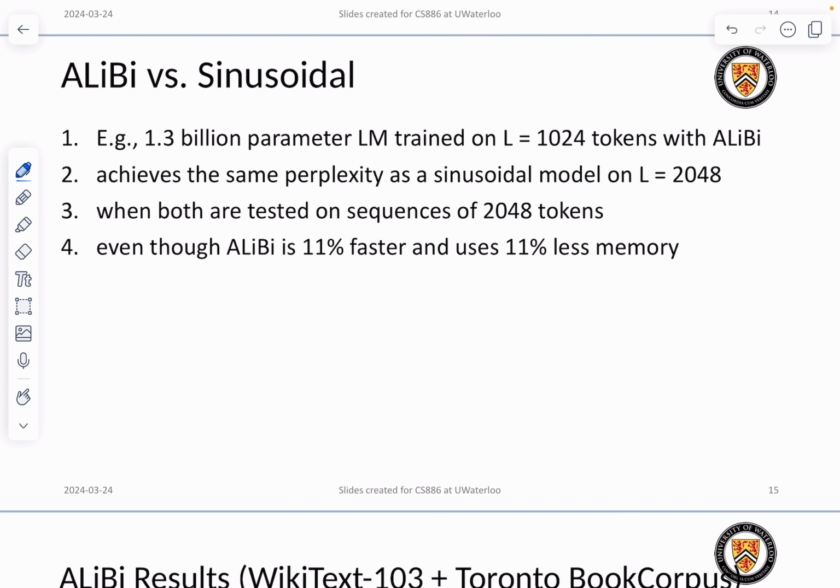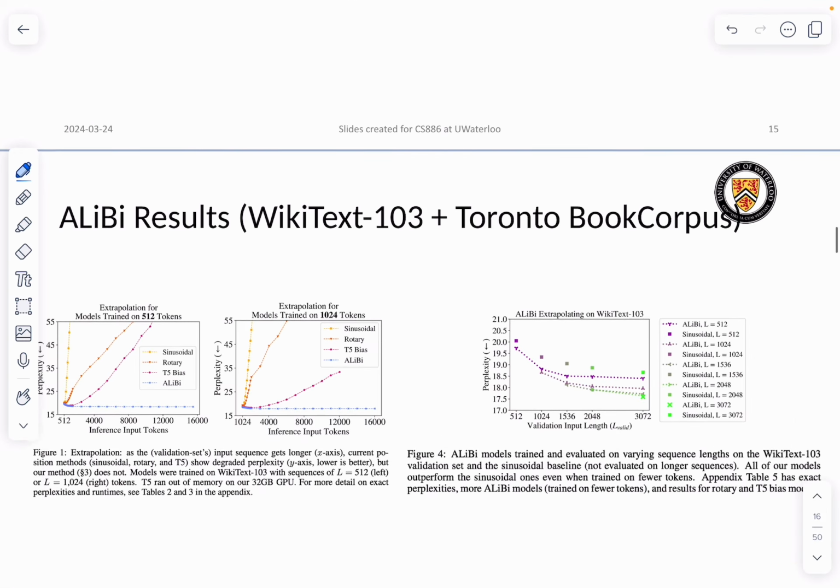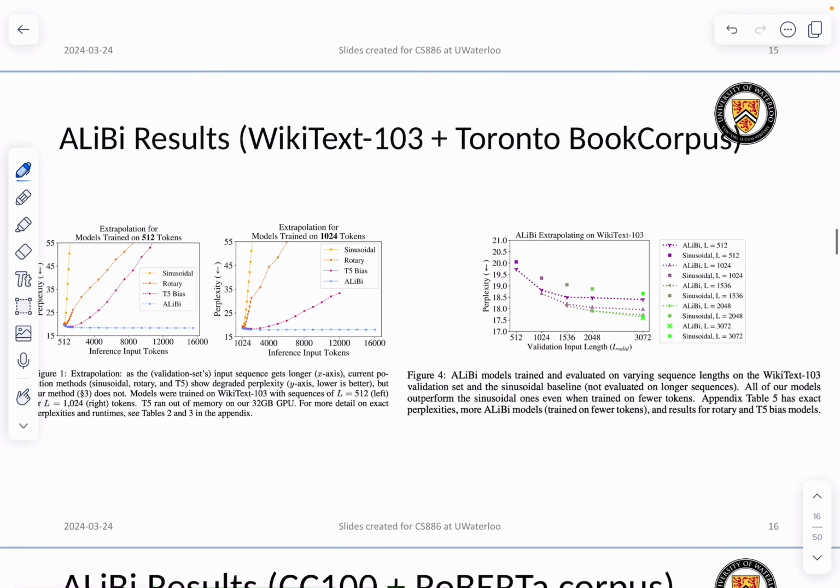And here's just a comparison between ALiBi versus sinusoidal. With ALiBi trained on half the tokens compared to the sinusoidal one, ALiBi performs around the same as the sinusoidal one when tested on the longer sequence that sinusoidal was trained on, even though it's faster and uses less memory. And here's some results.